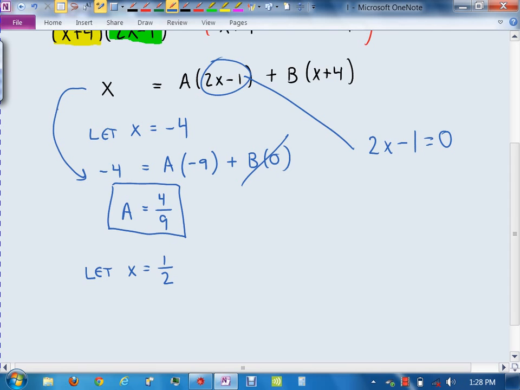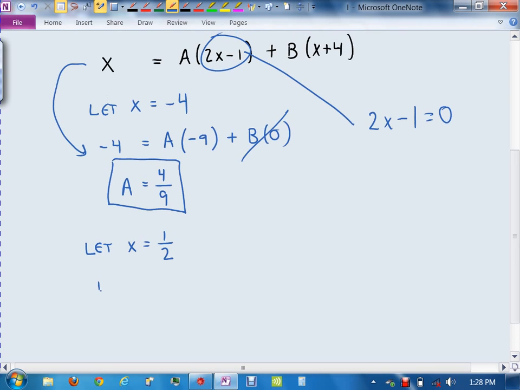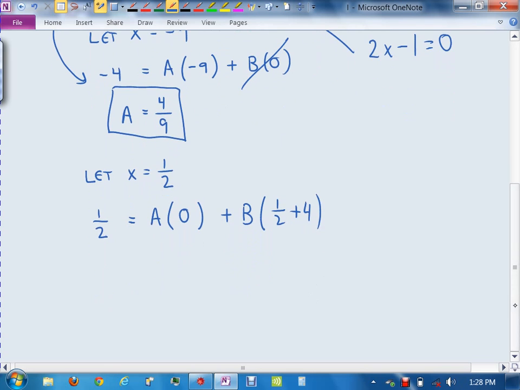All right, so let me let x be 1/2. I'm going to rewrite that entire line with x being 1/2. Crap, I'm going to have fractions. 1/2 equals a times, what's going to happen here? It's going to be 0, right? Plus b times 1/2 plus 4. So 1/2 equals b times 9/2. 4 is the same as 8 over 2, and then you add 1/2, you get 9 over 2.